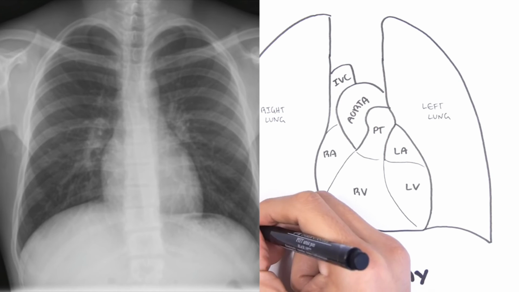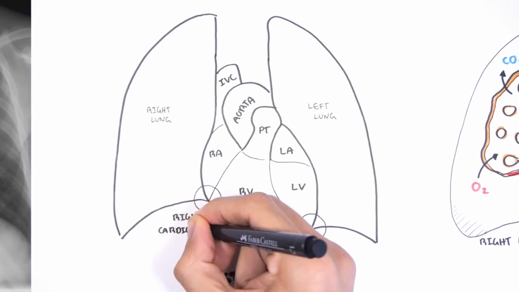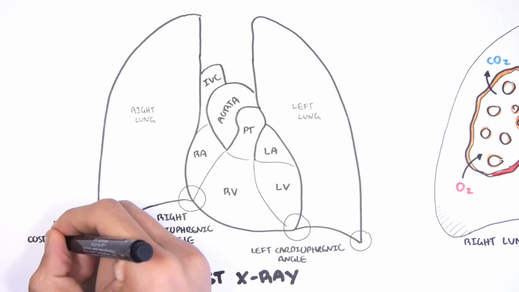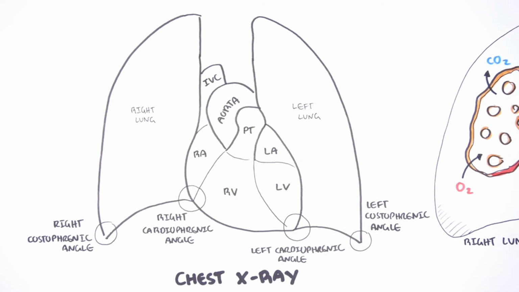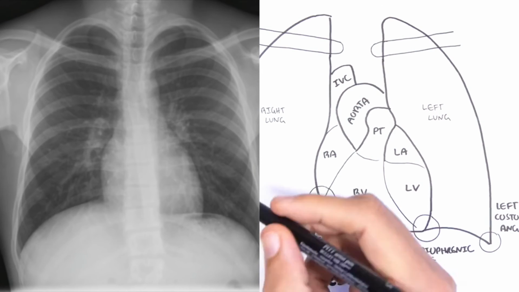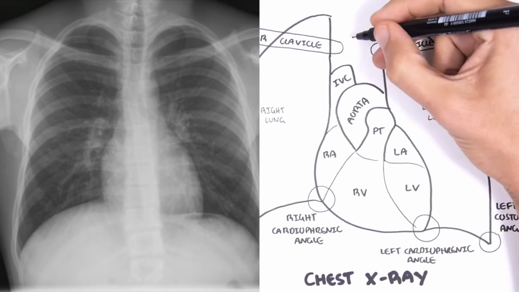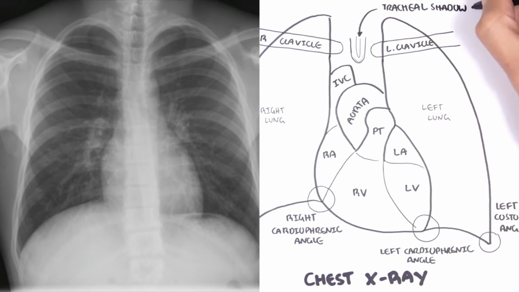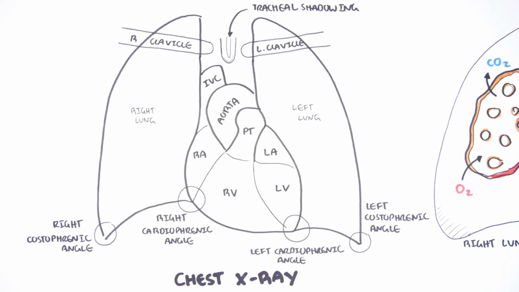There are important angles to remember when looking at a chest x-ray. These are your right and left cardiophrenic angles, and your right and left costophrenic angles. These areas are important because blunting of these angles will represent something called pleural effusion. Another important landmark to remember are your right and left clavicles here. And in the middle, you can see tracheal shadows. The tracheal shadowing is really important because deviation of the tracheal shadow to the left or right can signify something called a tension pneumothorax. So again, this diagram that I drew represents a normal chest x-ray.